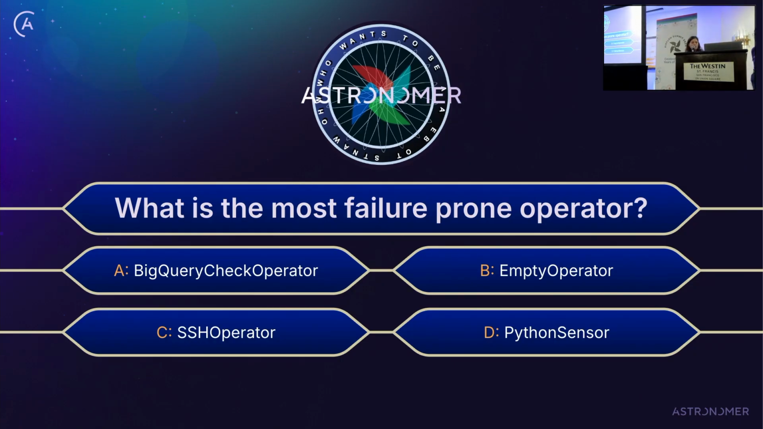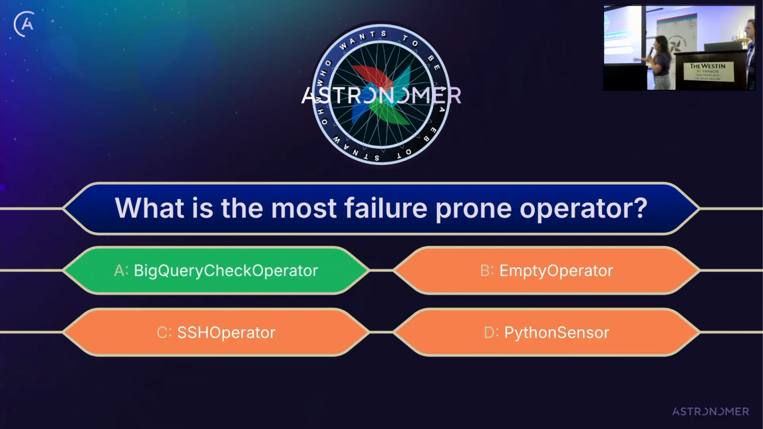Next. Okay. What is the most failure-prone operator? So who's for option A, BigQuery check operator? Okay, 1%. Option B, empty operator. Yeah, that's reassuring. There's always a phony answer in those games, so that was the one. Option C, SSH operator. Okay, quite a few. And option D, Python sensor. Okay, that's the winner here, and let's see.